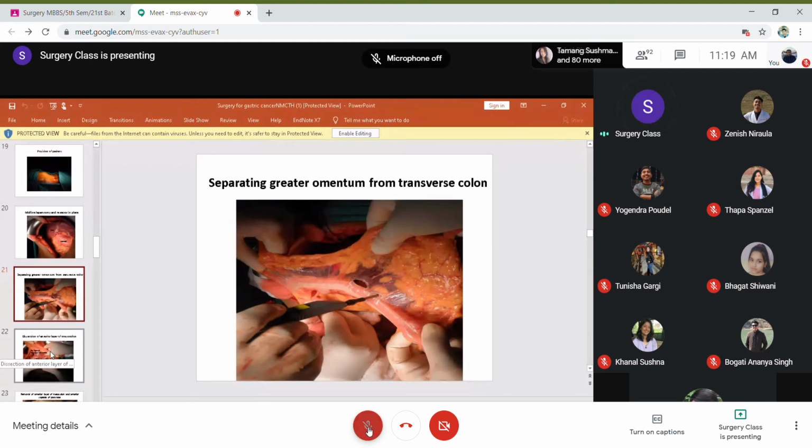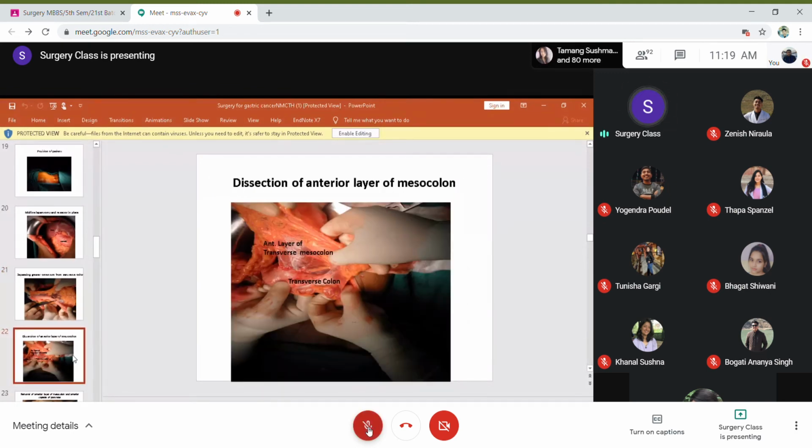Okay, I'll show it like this only. Okay, no problem. So can you see the anterior layer of the transverse mesocolon? Are you seeing that? Just tell me yes.